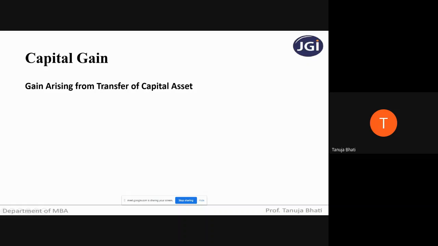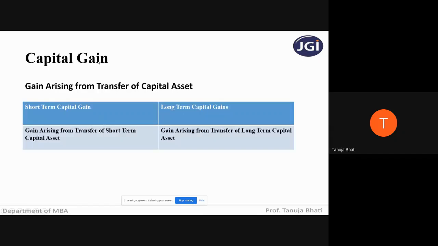What is the meaning of transfer? We have seen the 7 different points. What is the meaning of capital asset also we know by now. So gain arising from the transfer of capital asset is nothing but a capital gain. Now, capital gain is of two types. We have short-term capital gain and we have long-term capital gain.